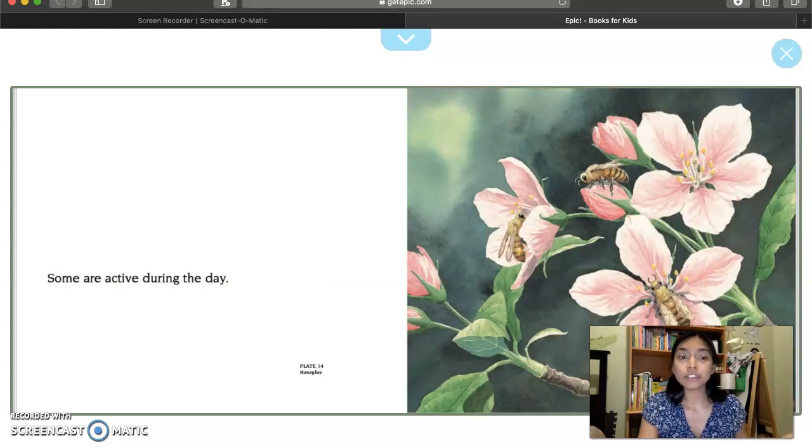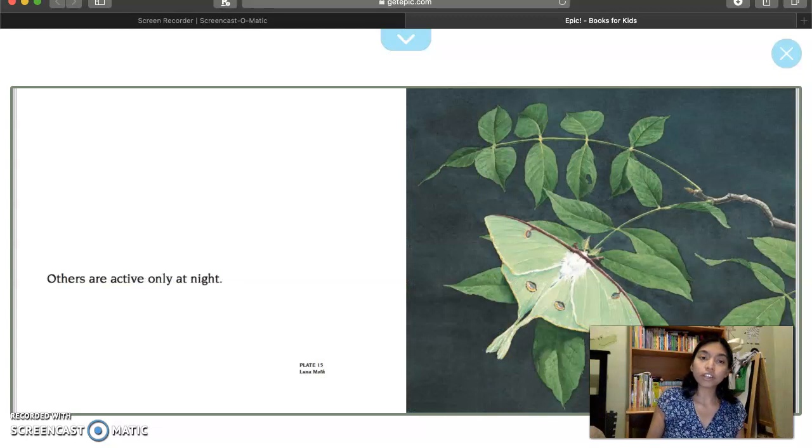Some are active during the day. So active means that they're awake during the day, right? They're very active. So we're going to see them around the daytime. And then others are going to be active at nighttime. So there's other insects that are just going to be outside. They're going to be awake in the nighttime.